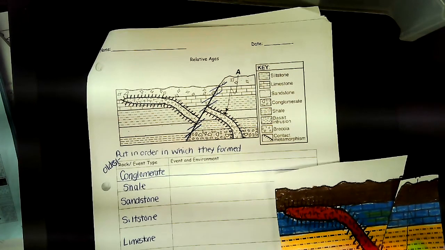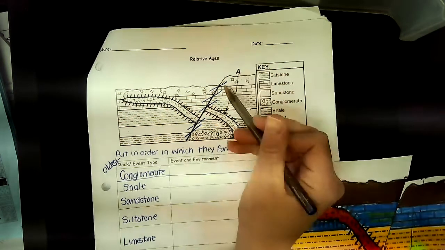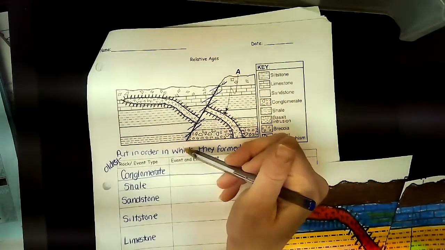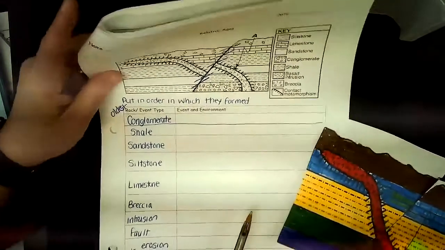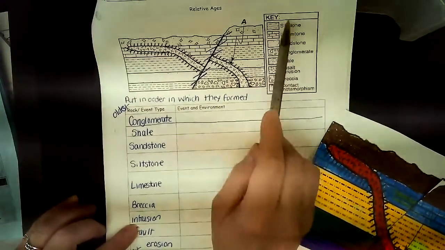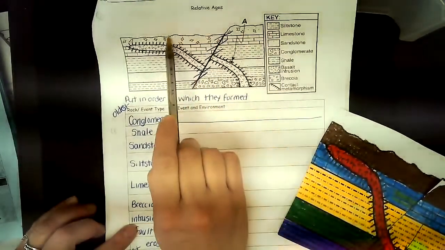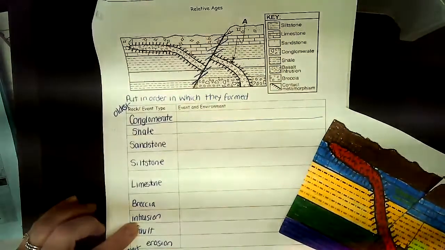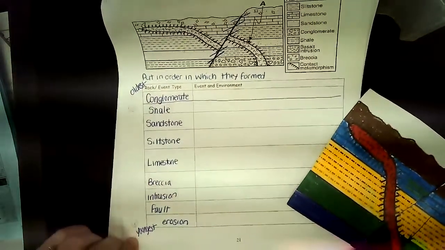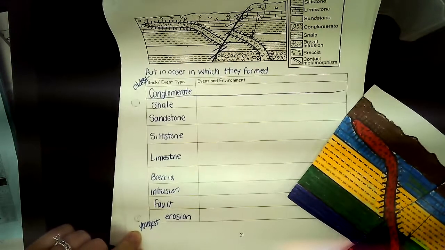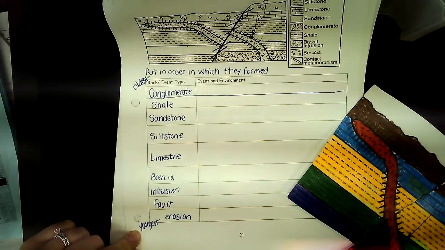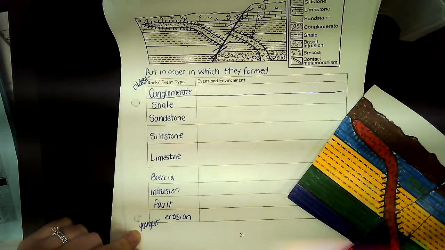And then how did I know the fault came after the intrusion? Who remembers? Because the fault, so remember this break here is called a fault. We know that came after the intrusion because the intrusion got broken. And then finally, never forget the fact that that's not a beautiful straight line on the top, that's erosion. So on Friday, we got this far. So if you don't have these all filled in, you'll need to fill those in now and know how to do them.